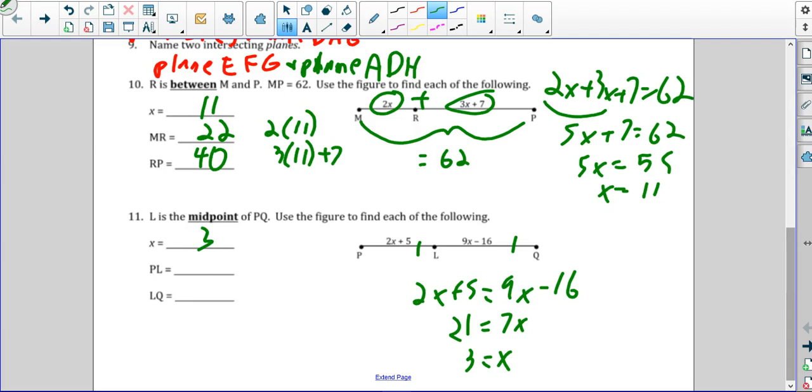And then I really only have to plug into one of them because they're equal to each other. So 2 times 3 plus 5. But once I know one, I know the other one, because L is the midpoint, which means PL and LQ are congruent segments.